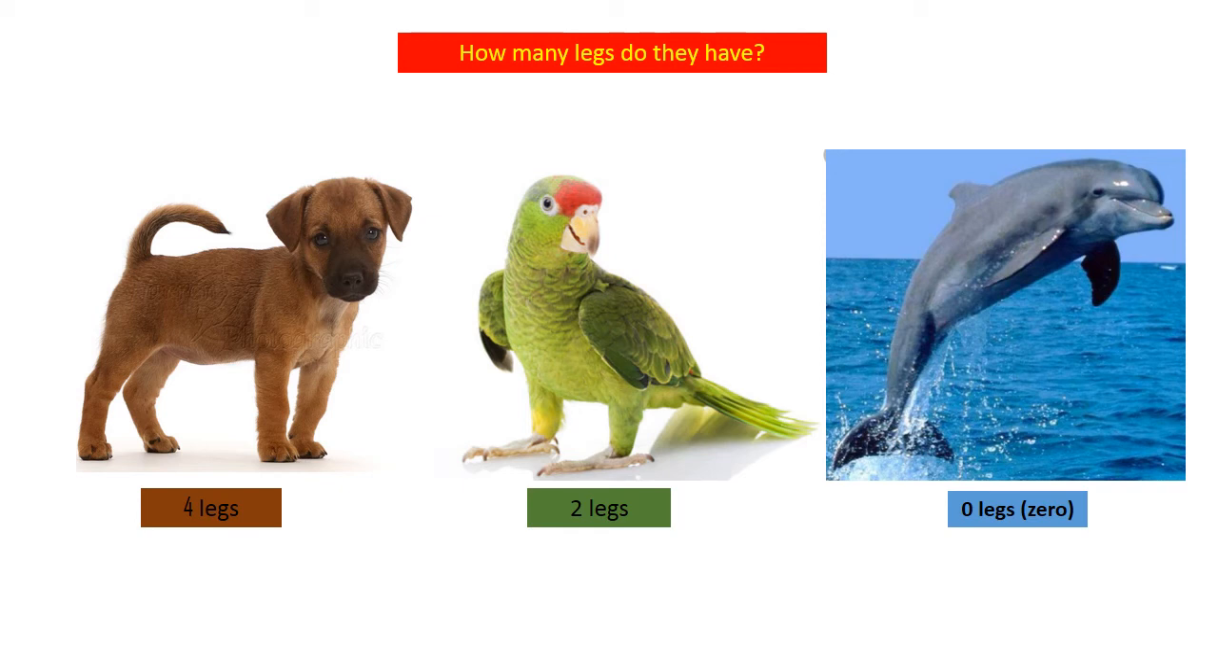Okay. Let's move on to the third. Oh, there's a jumping dolphin. Okay, how many legs does this dolphin have? It has no legs. It has 0 legs. This puppy has 4 legs. Parrot has 2 legs. Dolphin has 0 legs.